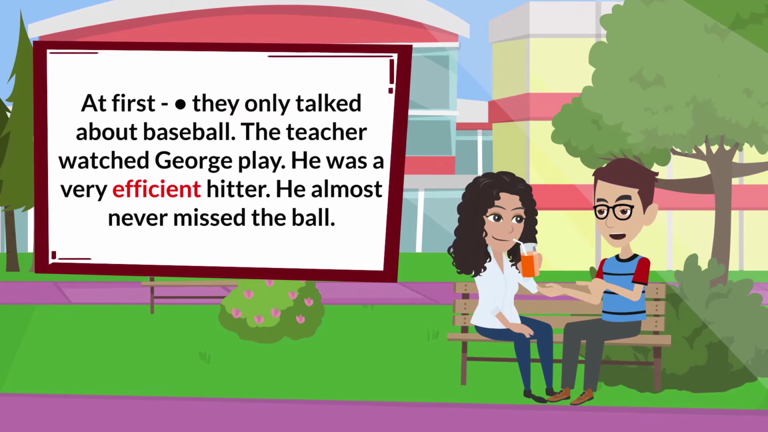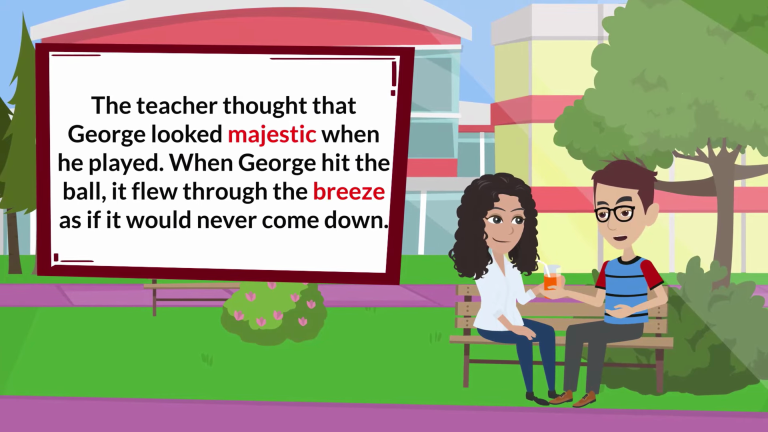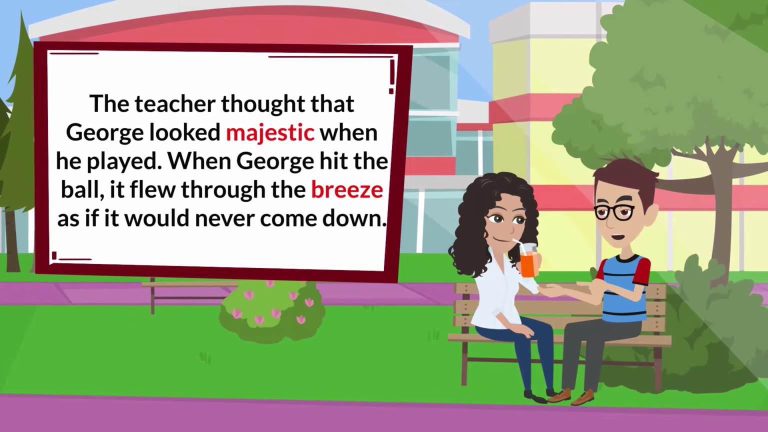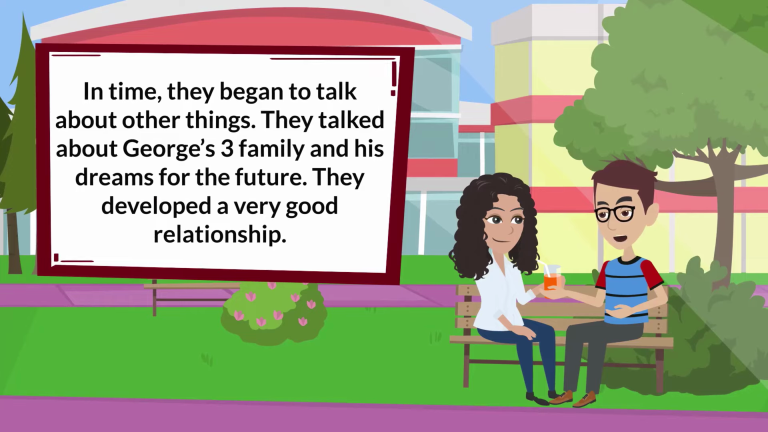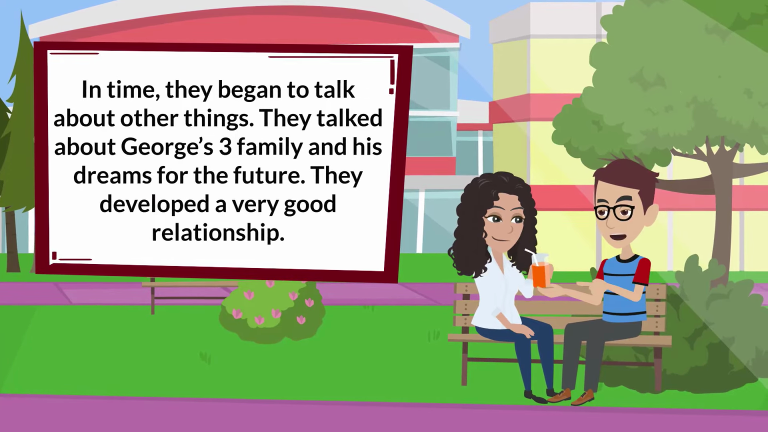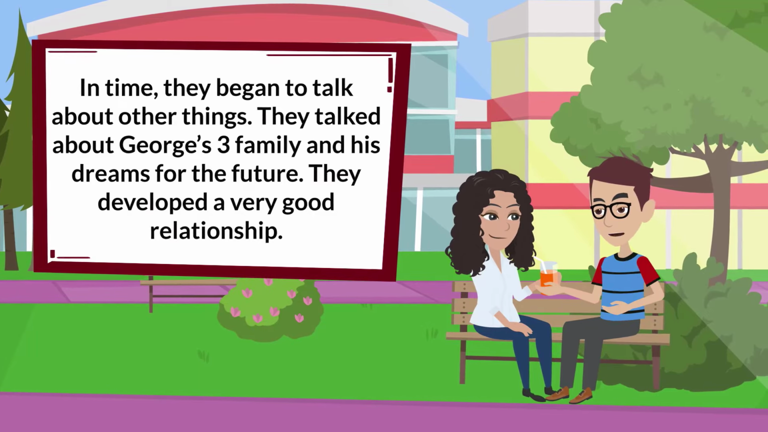He was a very efficient hitter. He almost never missed the ball. The teacher thought that George looked majestic when he played. When George hit the ball, it flew through the breeze as if it would never come down. In time, they began to talk about other things. They talked about George's family and his dreams for the future. They developed a very good relationship.